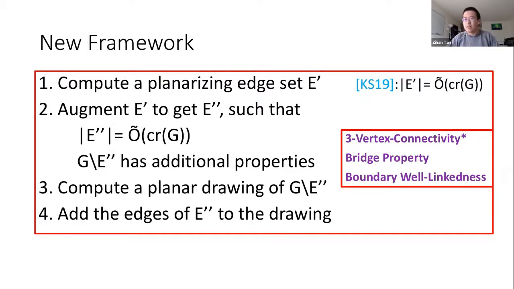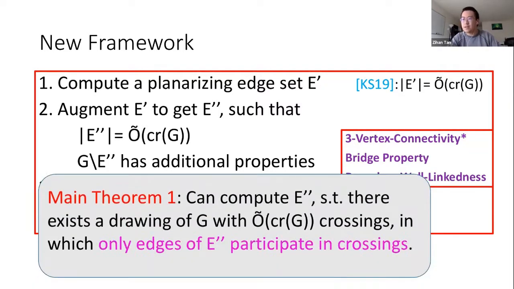The third and fourth steps are identical to the second and third steps in the old framework. So we compute a planar drawing of G minus E double prime, and then add the edges of E double prime back to the drawing. Okay, so does this small change even help? What we show is that it does.